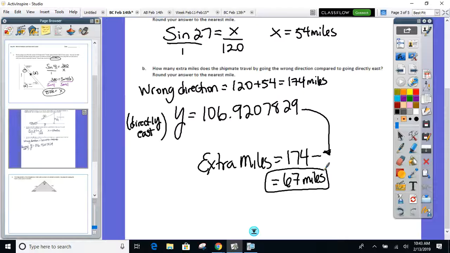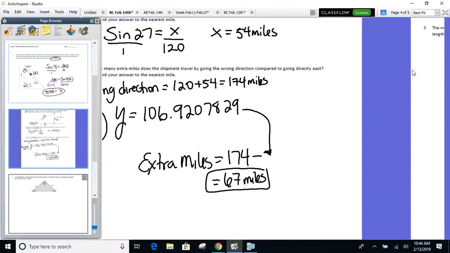Questions there? Not too complicated, but just a little extra there on part B. I haven't lost anybody yet because this next one's a doozy. We all good? Here we go. Next one.